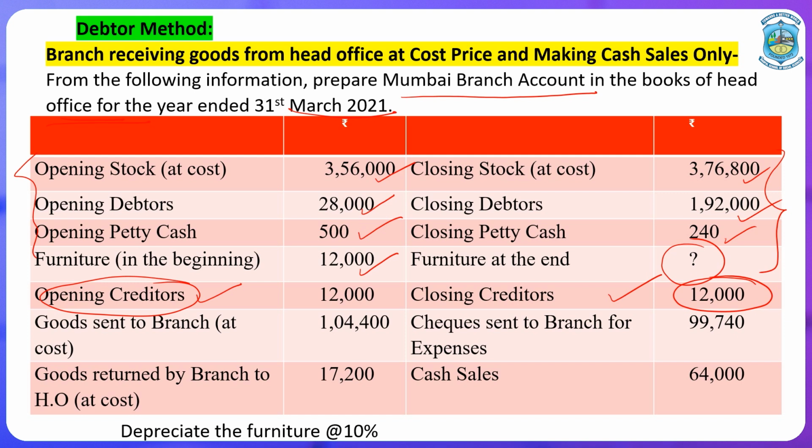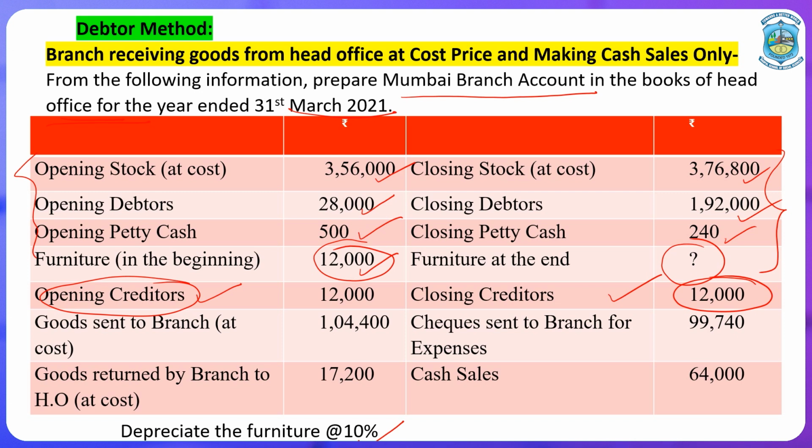We have the opening balance of furniture, that is 12,000 rupees, and some additional information is given that depreciation is to be charged on furniture at the rate of 10% per annum. Since we have used the furniture in our business for the entire year, depreciation will be charged on the fixed asset, that is furniture.